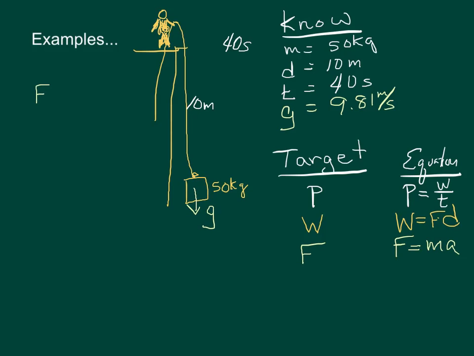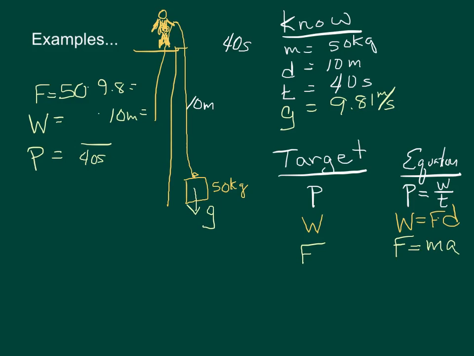So first of all, force is going to be equal to 50 kilograms times 9.8. Once we have that answer, we can then go ahead and calculate what our work is. Work is going to be equal to our force multiplied by 10 meters. Then we're going to calculate our power. Power is going to be whatever our value of work was divided by 40 seconds. Take a second and see if you can figure this out on your own. Then we'll go over the answer together.